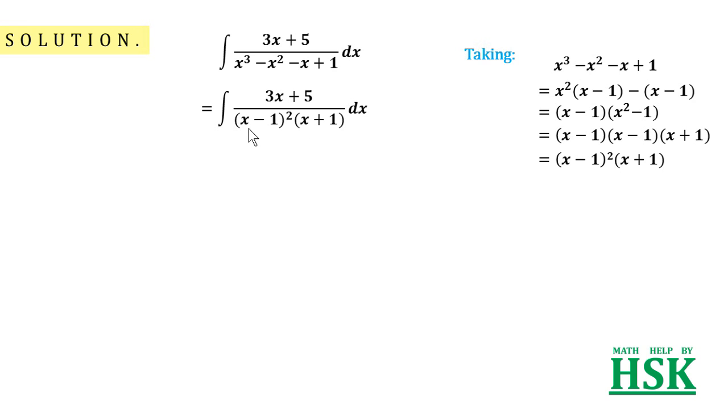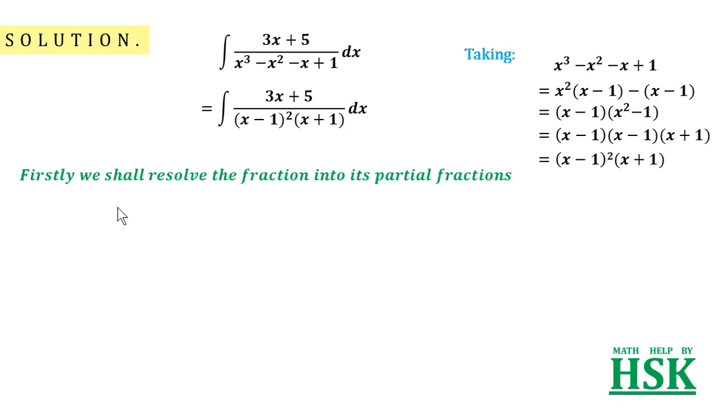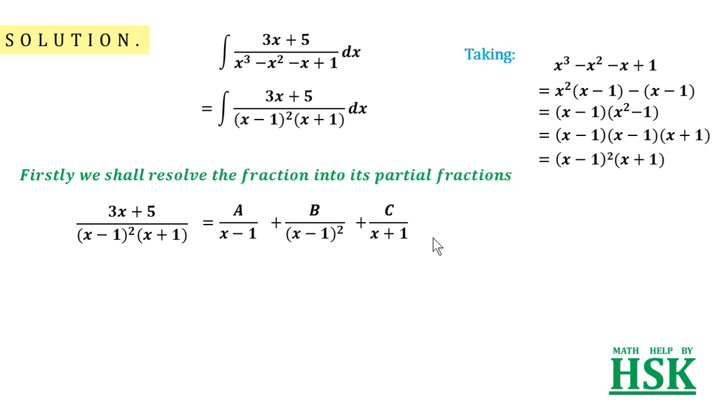So the denominator of the integral is in the form of linear factors, so we are going to solve this with the help of partial fractions. First of all we shall resolve the fraction into its partial fractions. The partial fraction would be equal to A upon (x − 1) plus B upon (x − 1)², because (x − 1) is raised to the power of 2, that is, a linear factor is repeated, and for (x + 1) we will have C upon (x + 1).